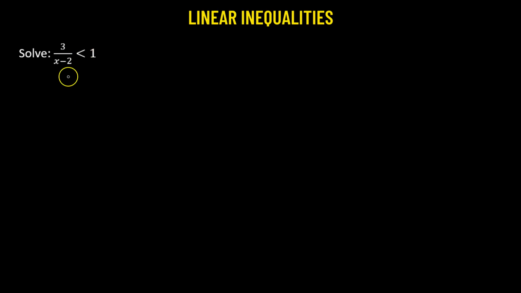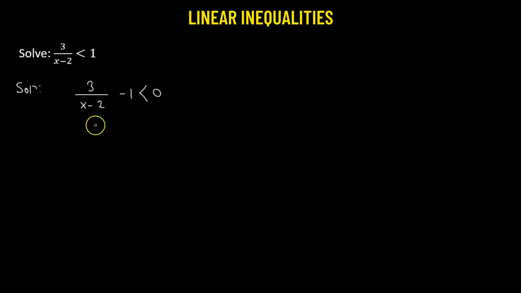Let's try to solve the following linear inequality. So here we have a rational expression, 3 divided by x minus 2, and this is less than 1. What we'll do is subtract 1 from both sides. So this gives us 3 over x minus 2 minus 1.